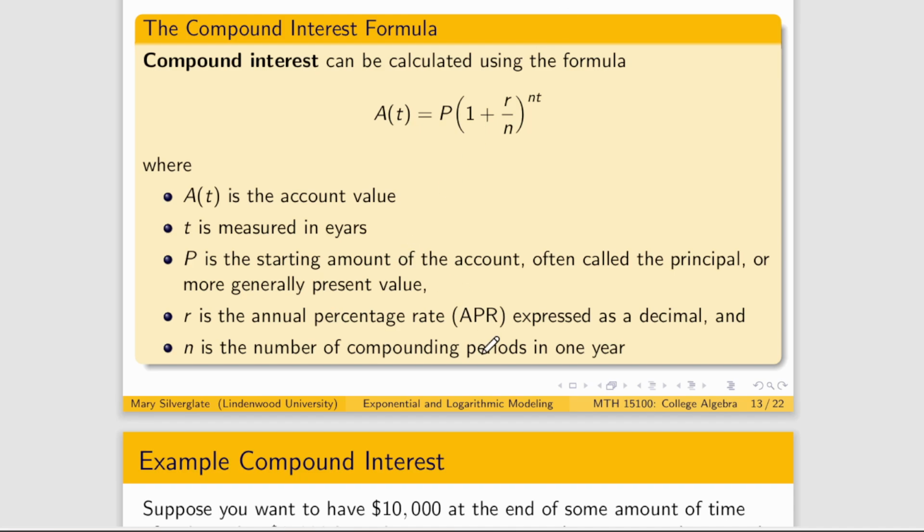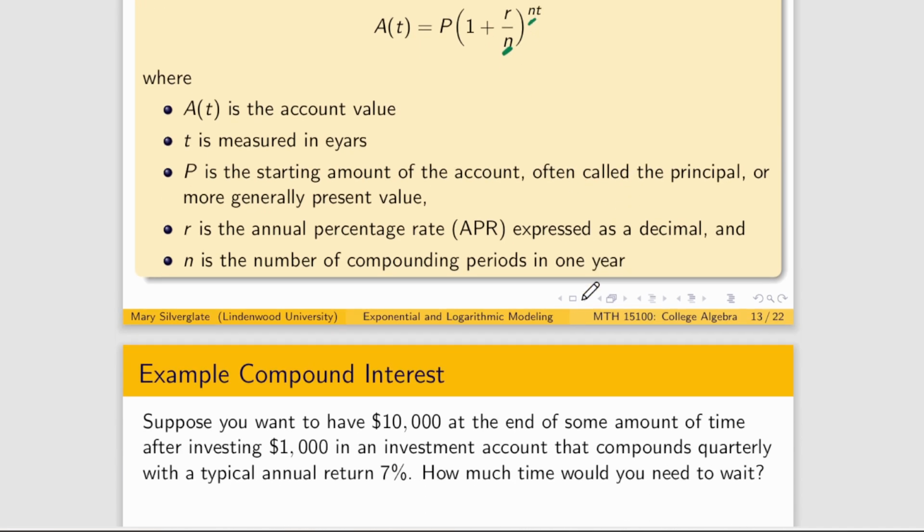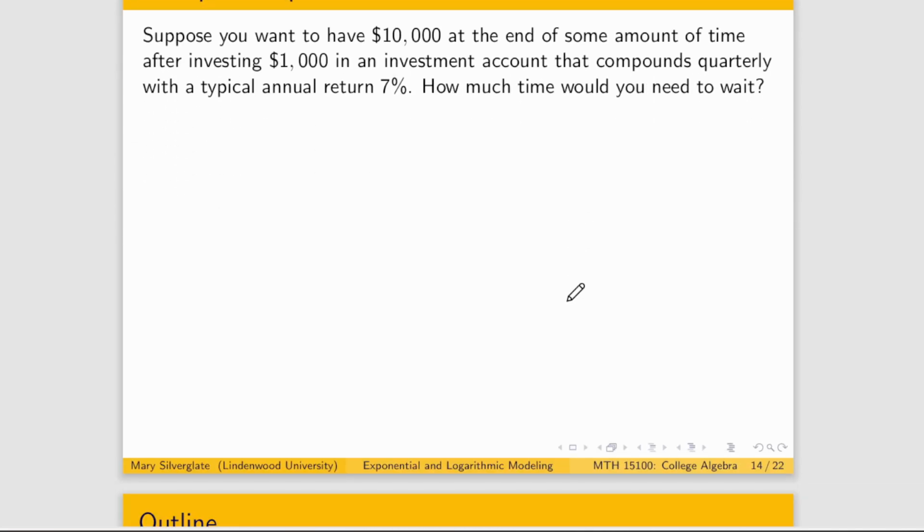We can also do more interesting things with a discrete compound interest formula as well. By discrete, I mean it's no longer continuously compounding, but compounds a certain number of times per year, and that's that n. So let's take a look at an example of that. It says, suppose you have $10,000 at the end of some amount of time after investing $1,000 in an investment account that compounds quarterly with a typical annual return of 7%. How much time would you need to wait?